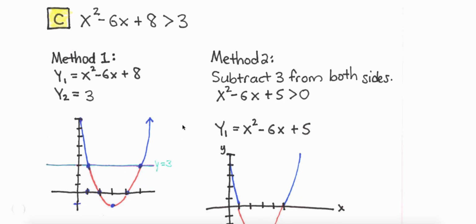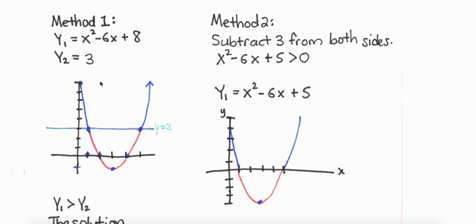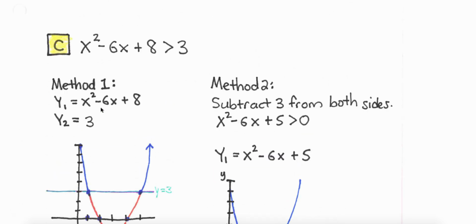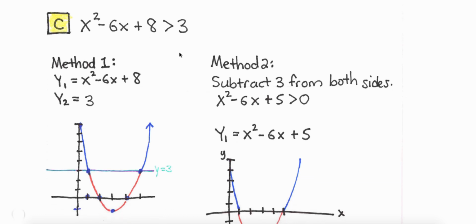Okay, here's another way to solve it. x squared minus 6x plus 8 greater than 3. Again, we already solved it using this first method to figure out where it's greater than, oh, excuse me, this is a different problem, I apologize. This one is x squared minus 6x plus 8 is greater than 3. Okay, the other one was less than or equal to.